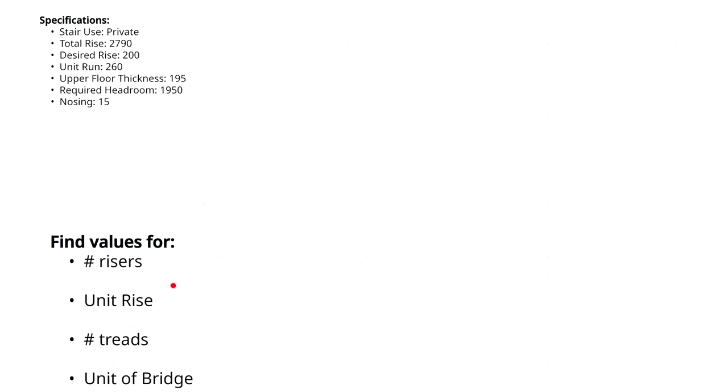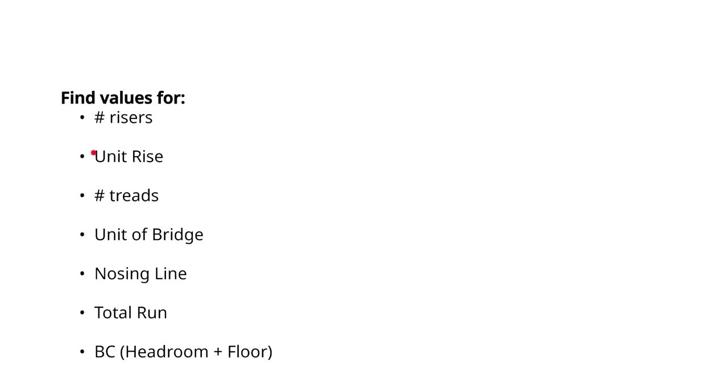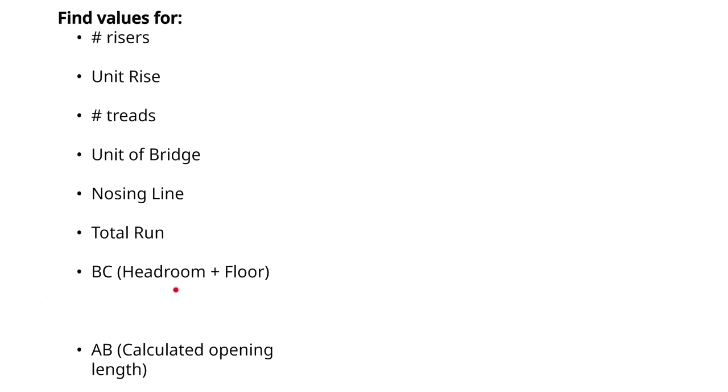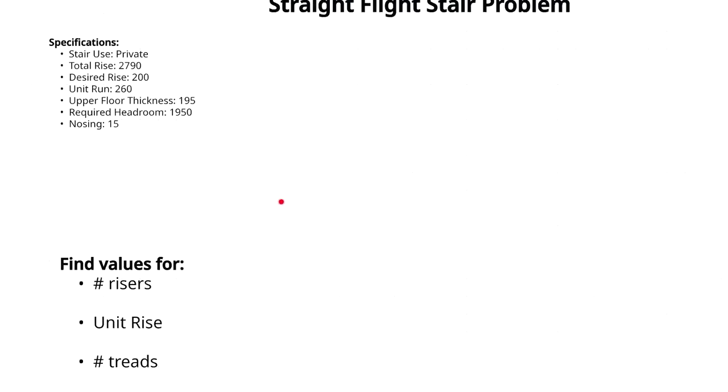We have a few values here that we want to find, and we'll just scroll down. So we want to find the number of risers, the actual unit rise, how many treads we have, the unit of bridge, I'll get there in just a moment, the length of the nosing line, that's important for our layout, the total run, BC, which is the headroom in the floor, and AB, which is the calculated opening length. But no worries, we'll get there in just a moment. So hang tight.